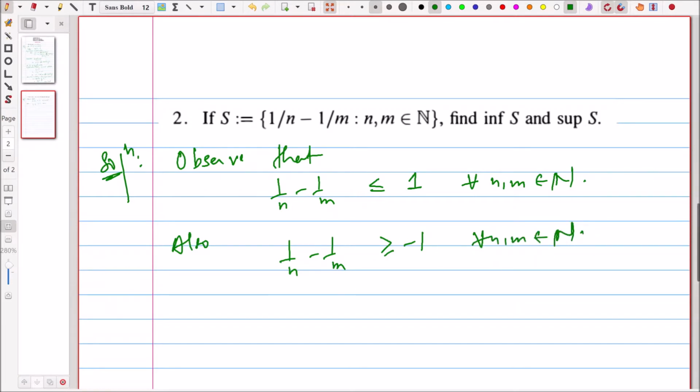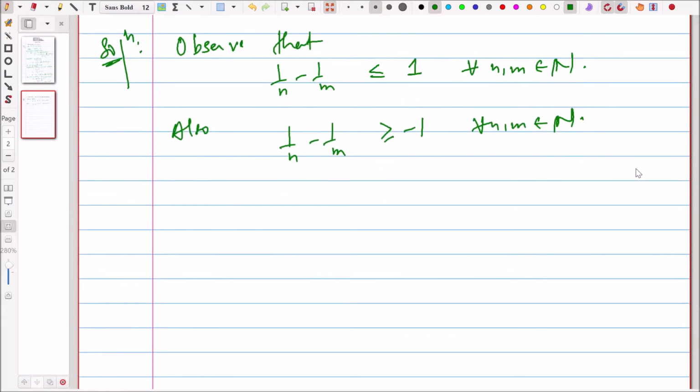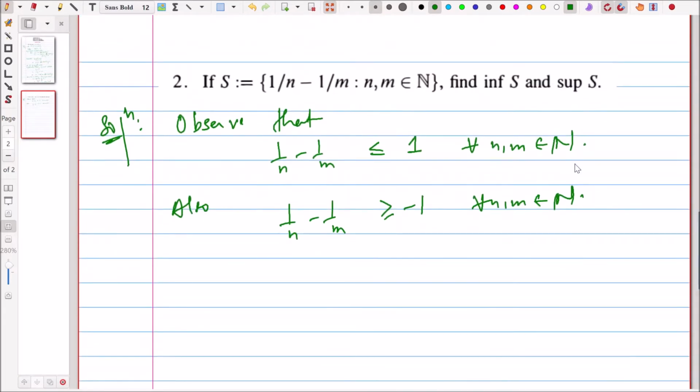So what we claim is, we will show that our infimum is minus 1 and supremum is 1. So claim: infimum of S is equal to minus 1 and supremum of S is equal to 1. Now we will prove one part and the other part can be proved on similar lines. So we will show that supremum of S is equal to 1, and then on similar lines we can prove that infimum of S is equal to minus 1.